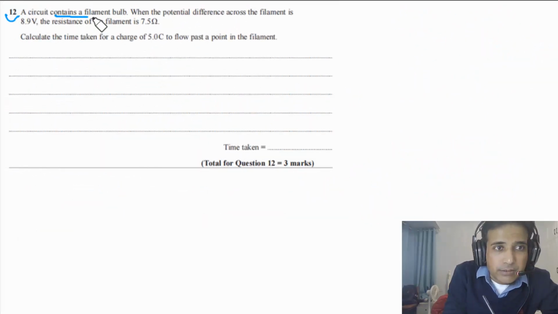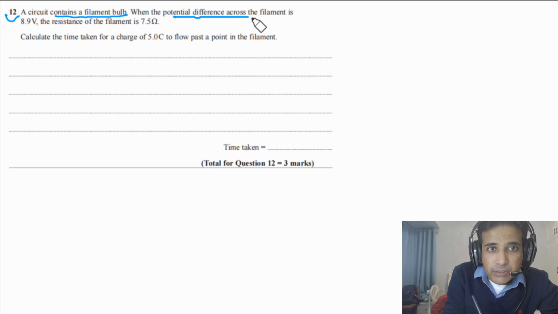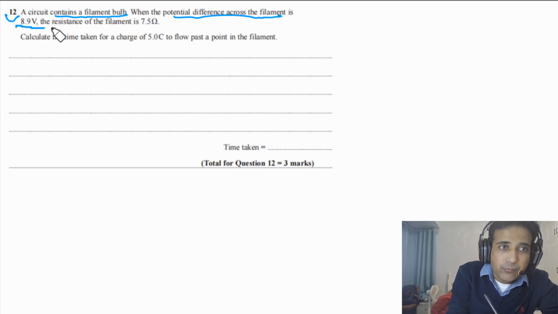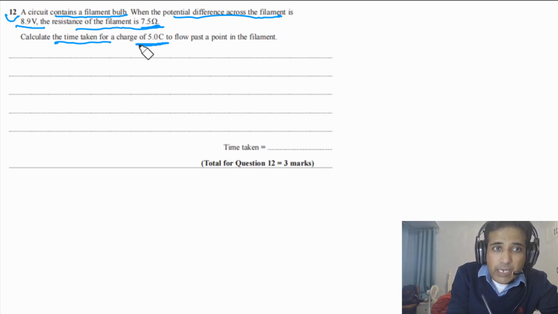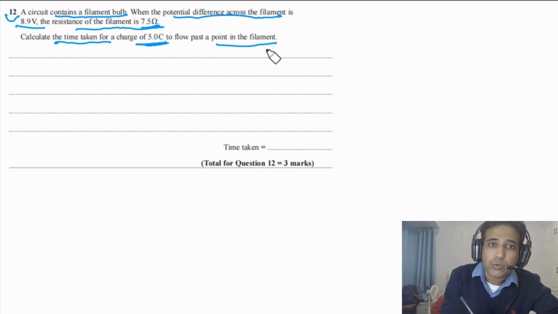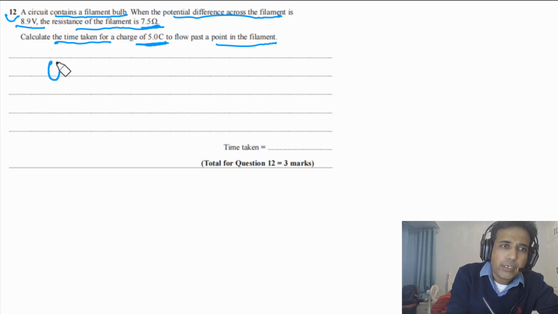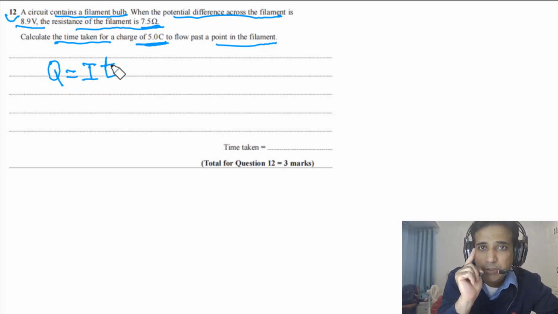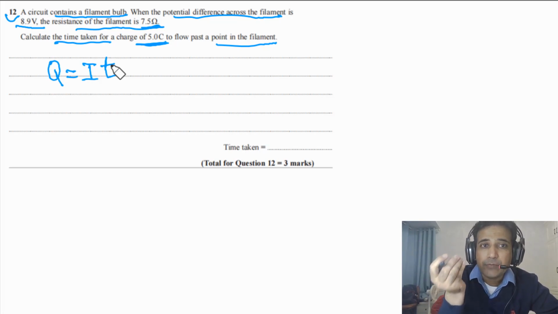Question 12 says a circuit contains a filament bulb. When the potential difference across the filament is 8.9 volts, the resistance of the filament is 7.5 ohms. Calculate the time taken for a charge of 5 coulombs to flow past a point in the filament. In this case we have Q. We need to calculate time, and Q is equal to I times t. So if we can find the value of I, we can find the value of time. So how can we find the value of I?